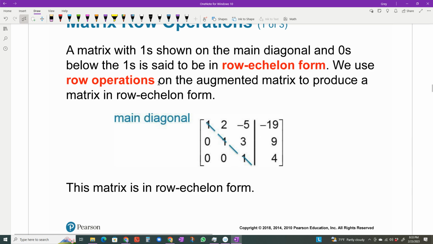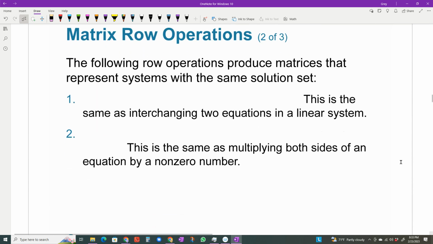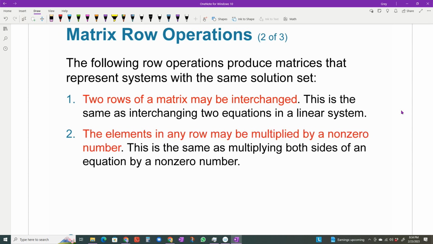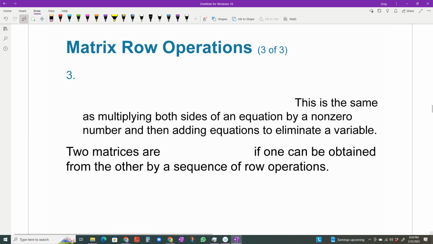Now, the row operations that you're going to be doing, just like we do with linear systems: first off, you can switch any two rows. It's just like switching two equations in a linear system. The elements of any row can be multiplied by a non-zero number. It's the same thing as multiplying both sides of an equation. Sorry, I get too excited.